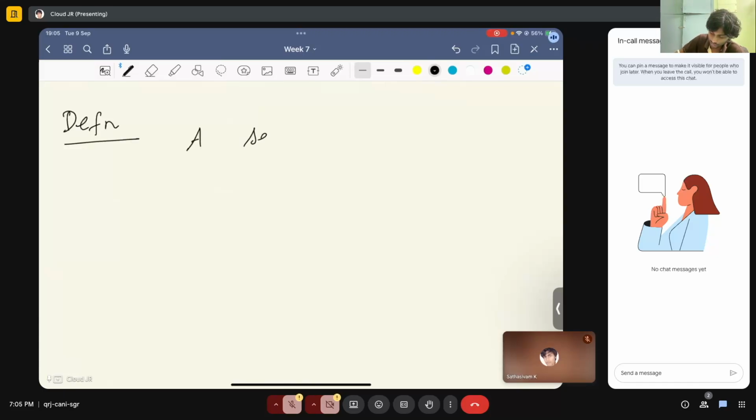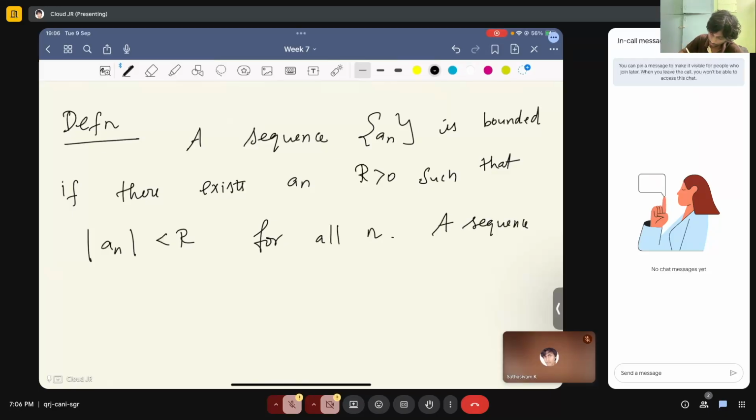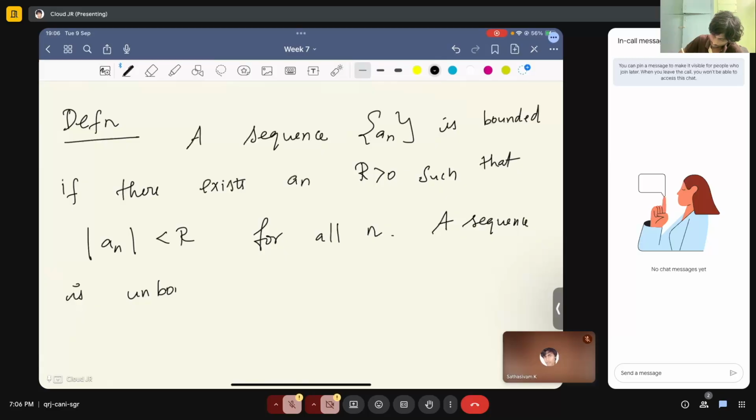So we have a sequence a_n. We say this sequence a_n is bounded if there exists an r greater than 0 such that the modulus of a_n is less than r for all n. And we say a sequence is unbounded if a_n is not bounded.